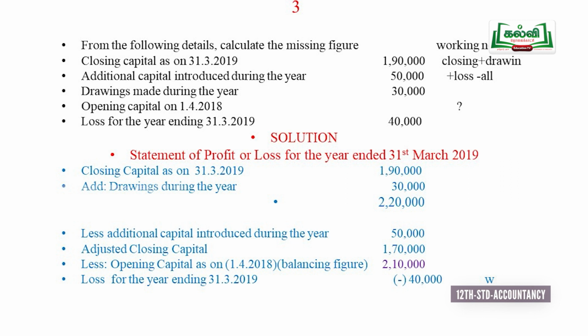After that, we must pass on to the solution as per the format. Closing capital is 1,90,000, add drawings 30,000, less additional capital introduced during the year 50,000, we have adjusted closing capital, less opening capital. This balancing figure we must find out through the working notes. Then the loss which is given in the sum. So, when opening capital is given as a missing information, we must have a working note to identify it.